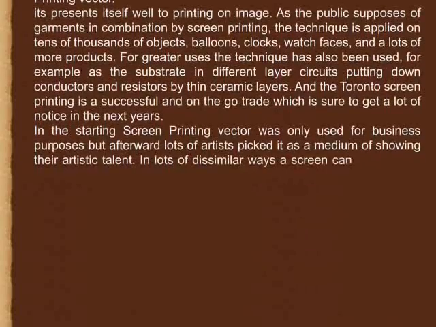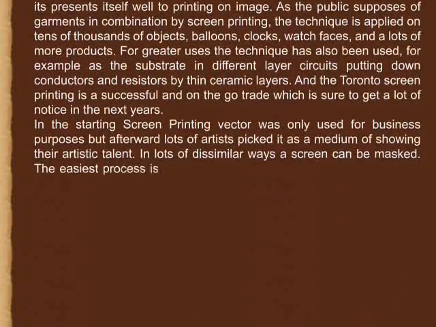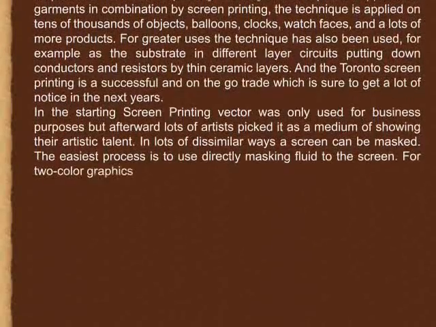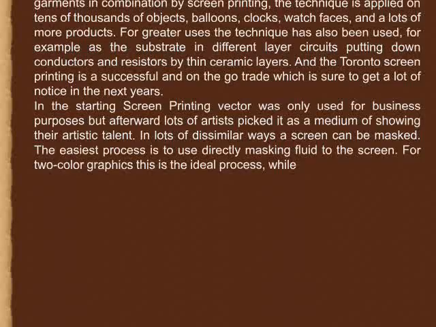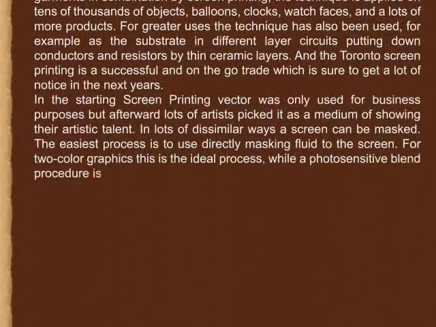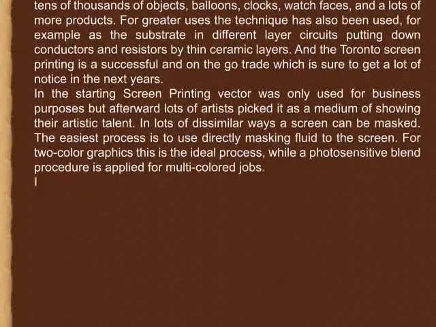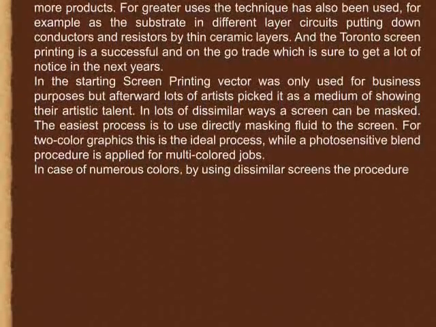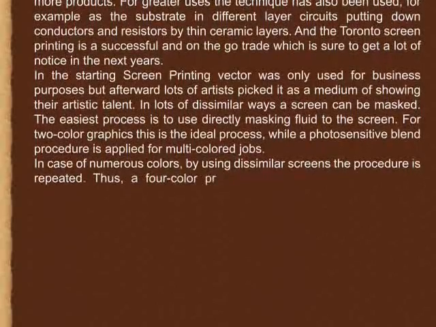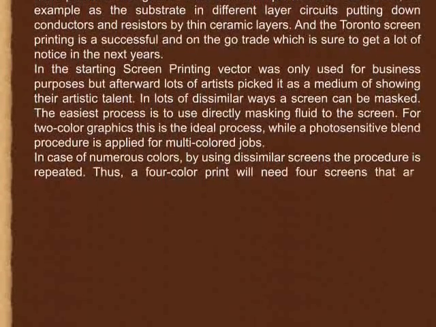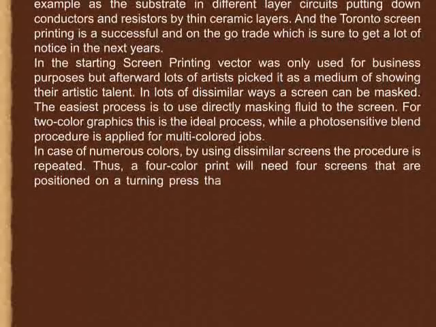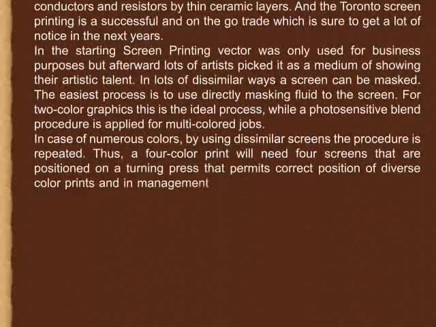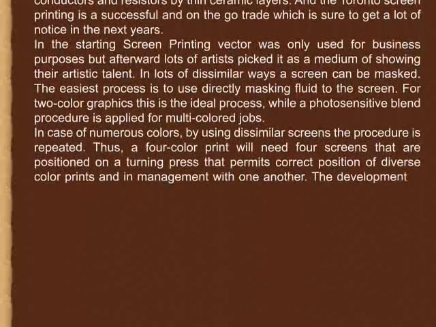In lots of dissimilar ways, a screen can be masked. The easiest process is to apply masking fluid directly to the screen. For two-color graphics, this is the ideal process, while a photosensitive blend procedure is applied for multicolored jobs. In case of numerous colors, by using dissimilar screens, the procedure is repeated. Thus, a 4-color print will need 4 screens that are positioned on the turning press that permits correct position of diverse color prints in alignment with one another.